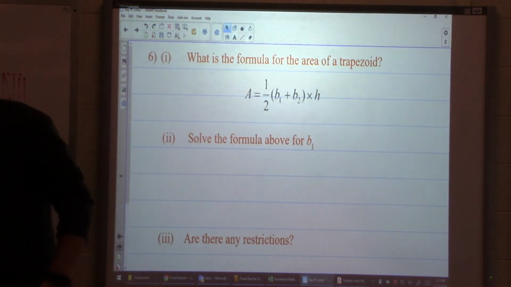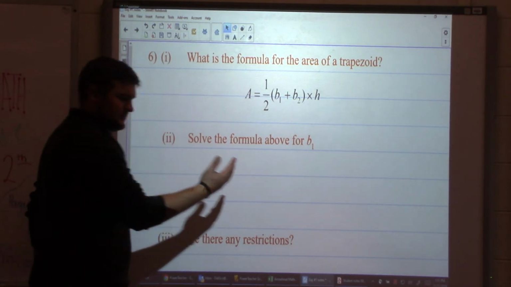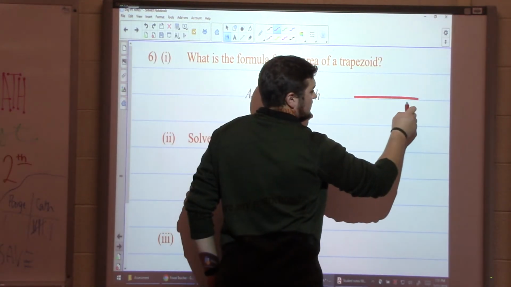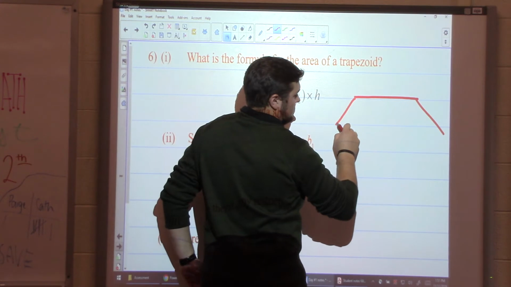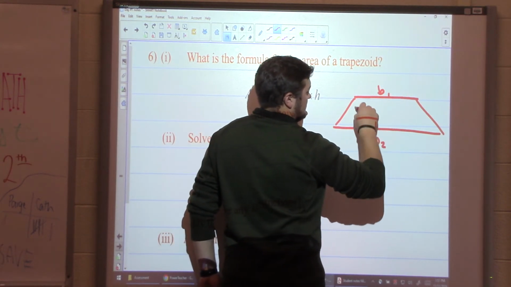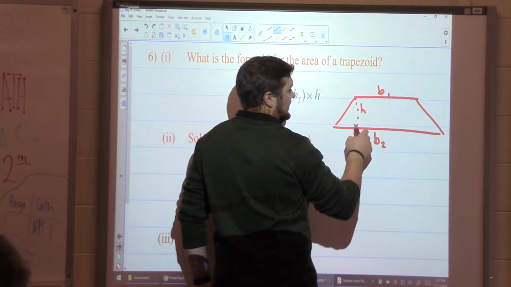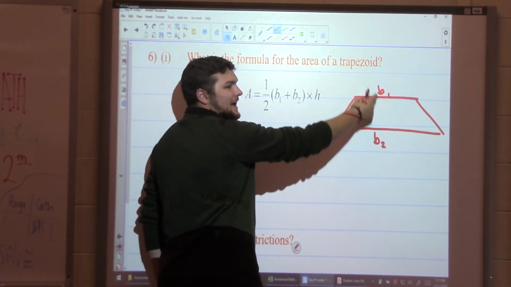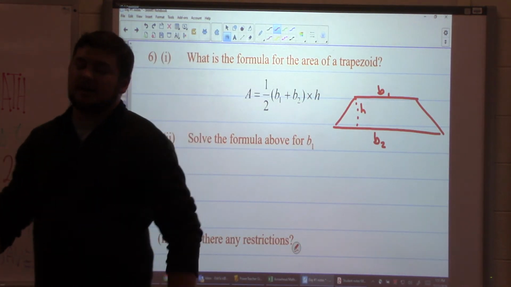Does everyone remember what a trapezoid looks like? Absolutely not. I said no first, so good job. Did you guys take geometry last year? I love geometry.